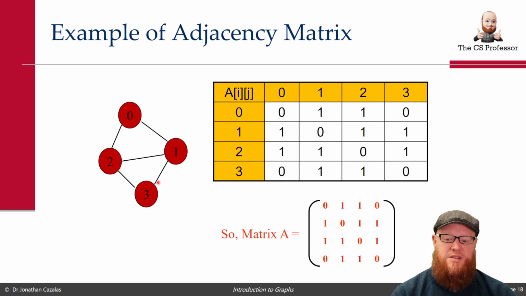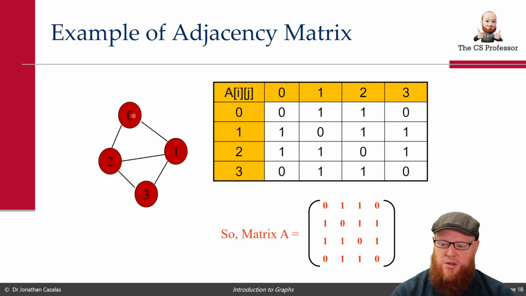We have 4 vertices, therefore we're going to have 4 columns from 0 to 3, and 4 rows, and for each row 4 columns from 0 to 3 as well. So notice in the graph, we see here that 2 is connected to 1, right? So at row 2 and column 1, we should see a 1. But also at row 1 and column 2, we should also see a 1.